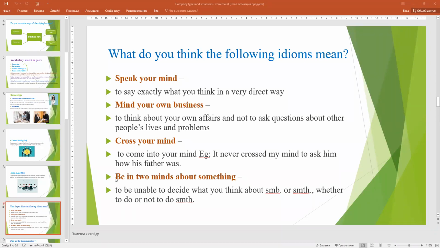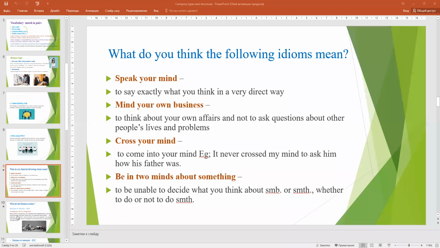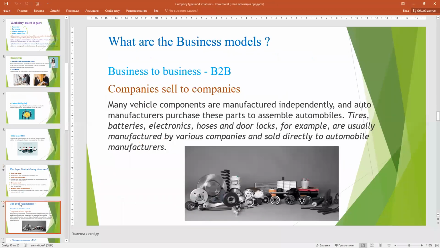And then finally, you can see be in two minds about something. It is to be unable to decide what you think about somebody or something, and whether to do or not do something. There is a definition of the idioms that you can use. So here's business models.